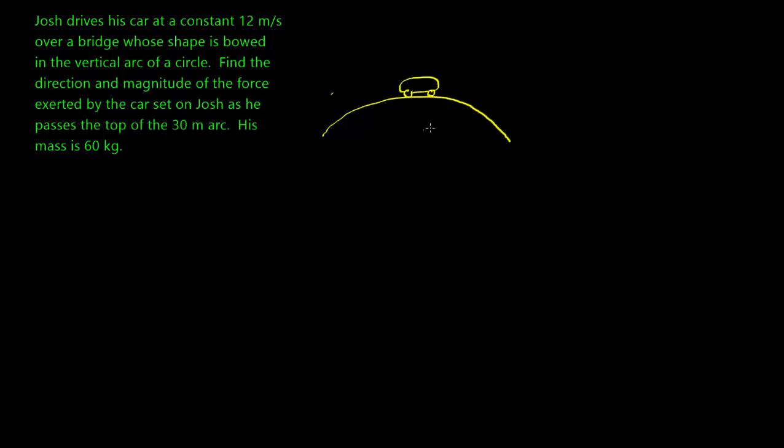The radius is 30, so we have a 30-meter radius. He's traveling at 12 meters per second. That's tangential velocity, kind of going this way. And his mass is 60. We'll come back to that one. The key is right here: what's the force of the car seat?